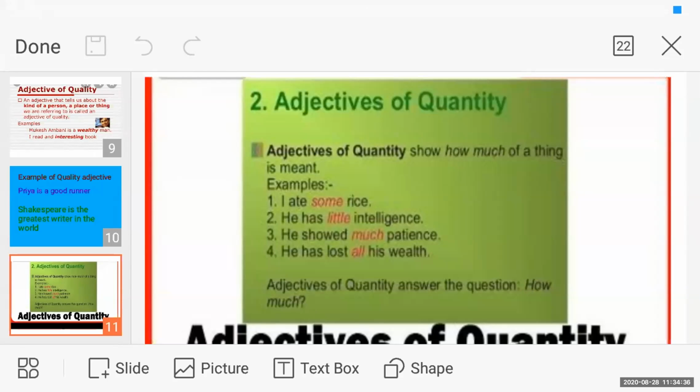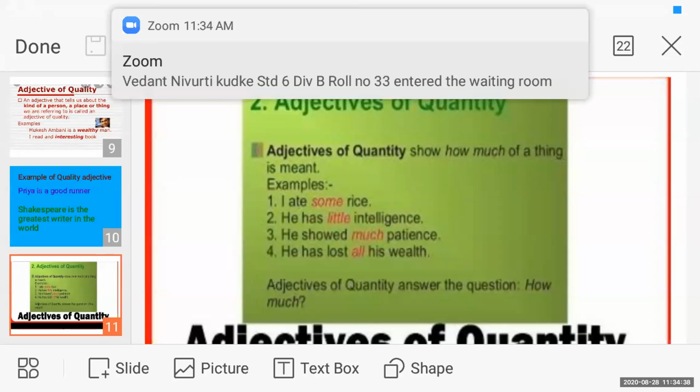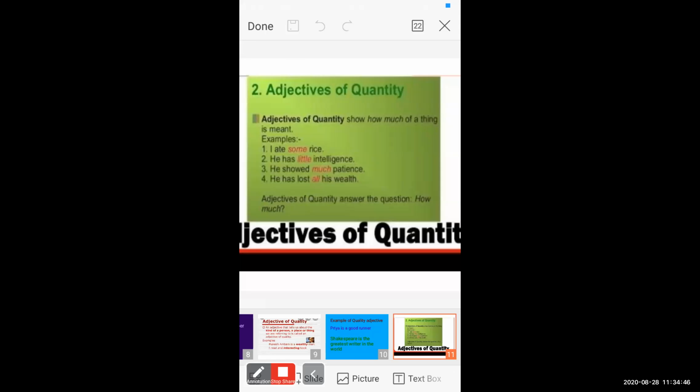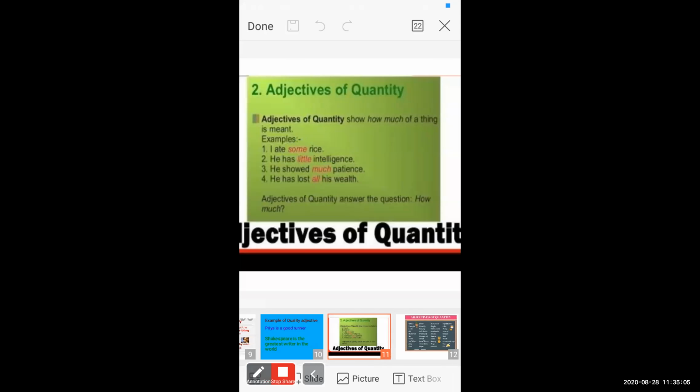He has little intelligence. Little. The proper number is not mentioned, so little comes under quantity. This kind of words, some, little, much, all, come under the adjective of quantity, where you have to see the quantity of a particular noun. That is the adjective of quantity.